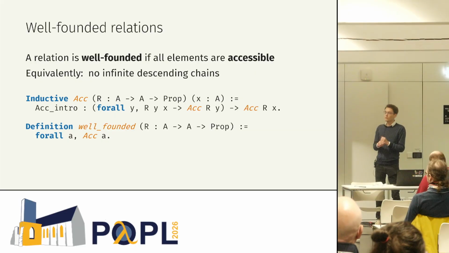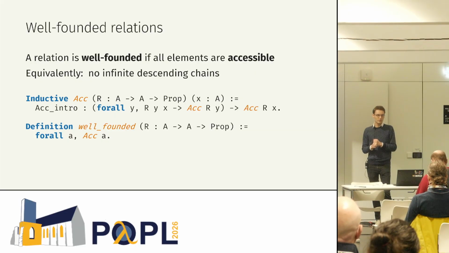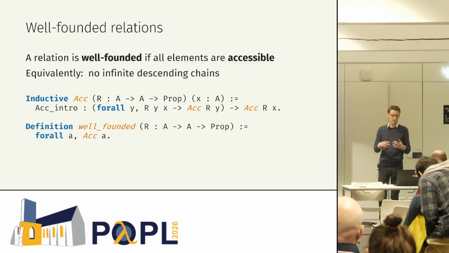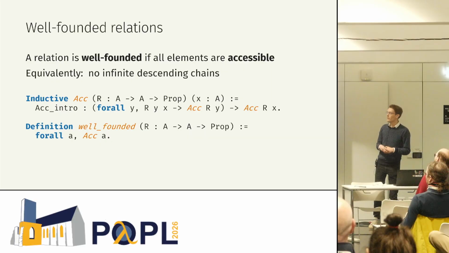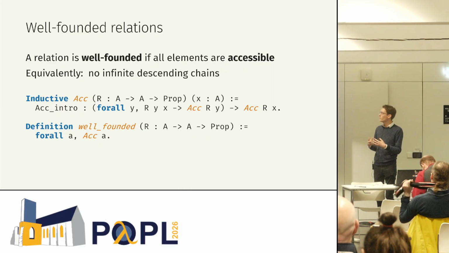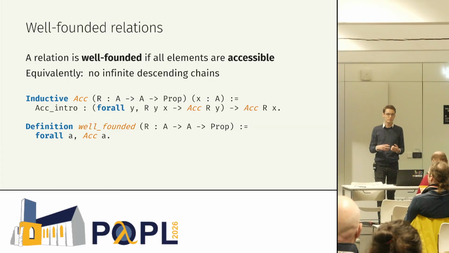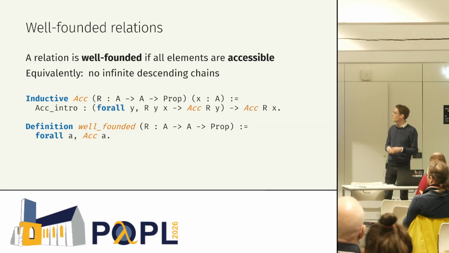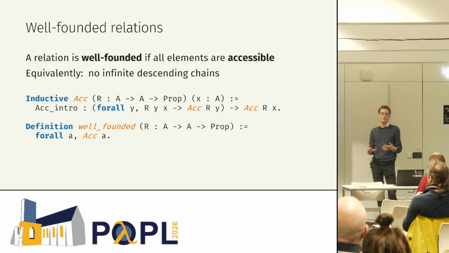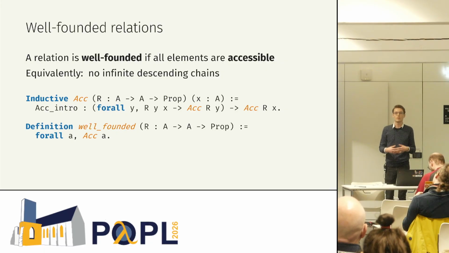First, let's briefly recall well-foundedness. A relation is said to be well-founded if all its elements are accessible under that relation. And accessibility here is defined inductively. An element is accessible if all R-predecessors, where R is the relation, are also accessible. And this is equivalent to saying that there are no infinite descending chains, which intuitively means you can perform induction on this relation because you eventually always reach a base case.